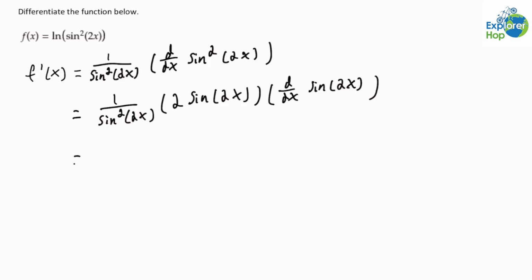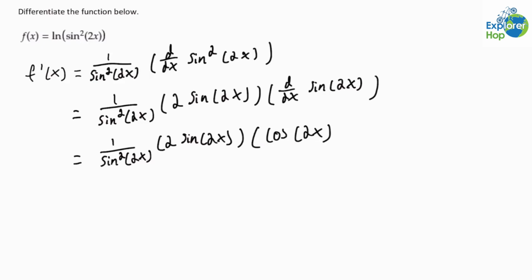And this is equal to 1 over sine squared 2x times 2 sine of 2x. And applying chain rule one more time, the derivative of sine of 2x is equal to the derivative of the outside function with respect to 2x, which gives us cosine of 2x, then times the derivative of 2x.